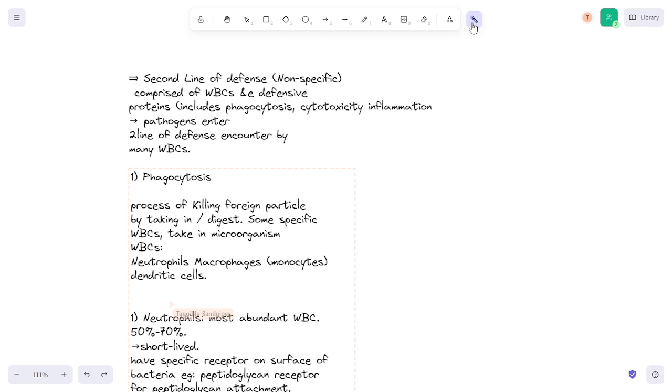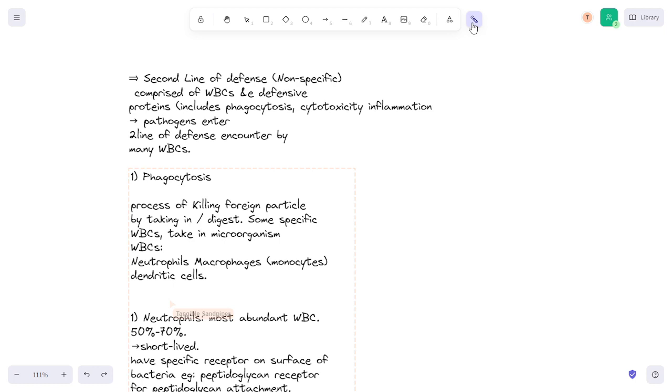Whenever the first line of defense is damaged or any injury has been caused in our skin, which is the first line of defense. Skin is a first line of defense barrier, and if there is any injury, the first line of defense will not work to prevent the entry of pathogens. In this condition, the second line of defense will encounter or will prevent the entry of pathogens.